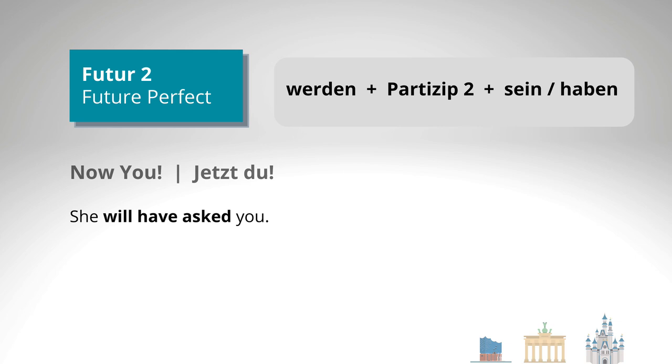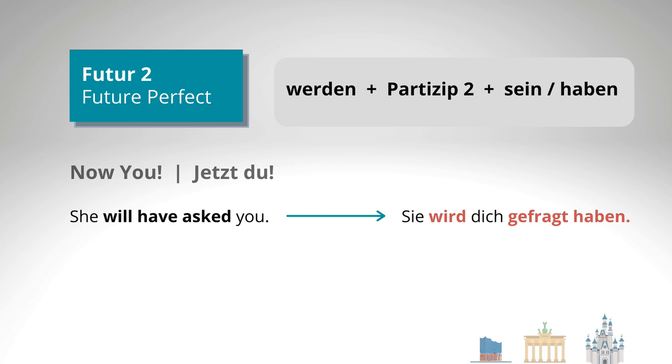So again, what we need to do here is first find out the grammatical person of the subject, which is she, third person singular. In German sie, so we need to conjugate werden with the third person singular. Sie wird. And the rest of the verb, have asked, moves to the end of the sentence. So the Partizip 2 plus haben. The Partizip 2 of fragen, to ask, is gefragt. And we add haben because fragen, to ask, doesn't involve any form of movement or change. So we have sie wird gefragt haben.